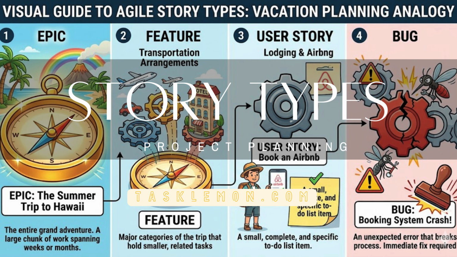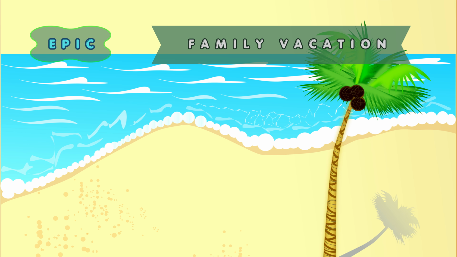For example, a family vacation. You can have multiple epics just like you can have multiple destinations during your vacation, such as a trip to Hawaii, a trip to Disney World, and etc.